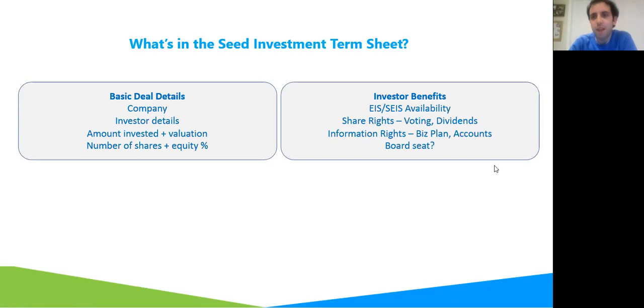After that, you're looking at what the investor benefits are. Other than the fact that they own shares in your company, which is hopefully going to return a big profit to them in future, what are the other benefits to them? SEIS, EIS availability, that's a big one, and that's often going to be conditional. Their investment, if it's a UK investor, may be conditional on having that tax relief lined up.